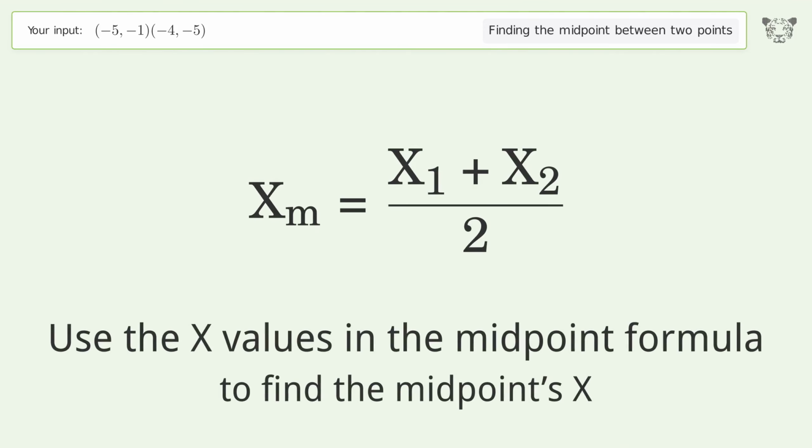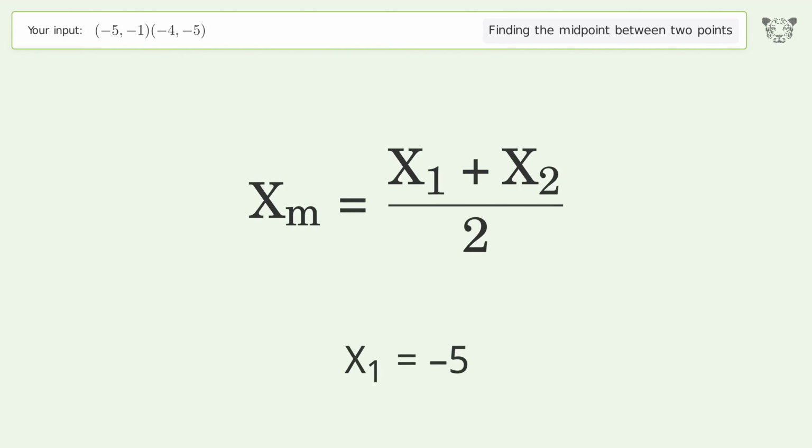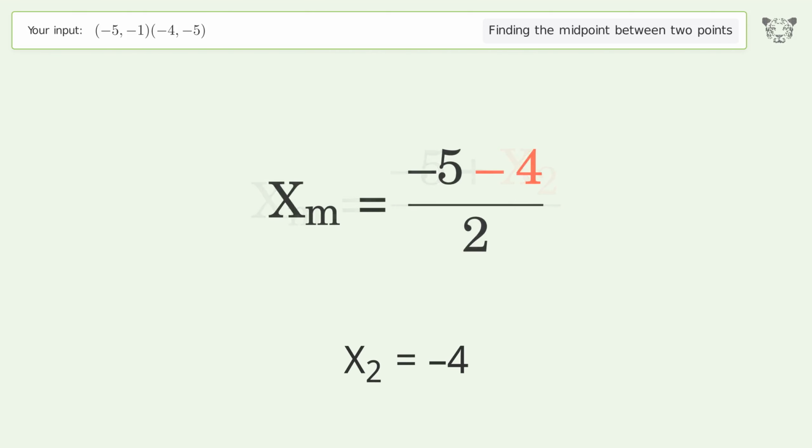Use the x values in the midpoint formula to find the midpoint's x. x1 equals -5. x2 equals -4. Simplify the arithmetic.